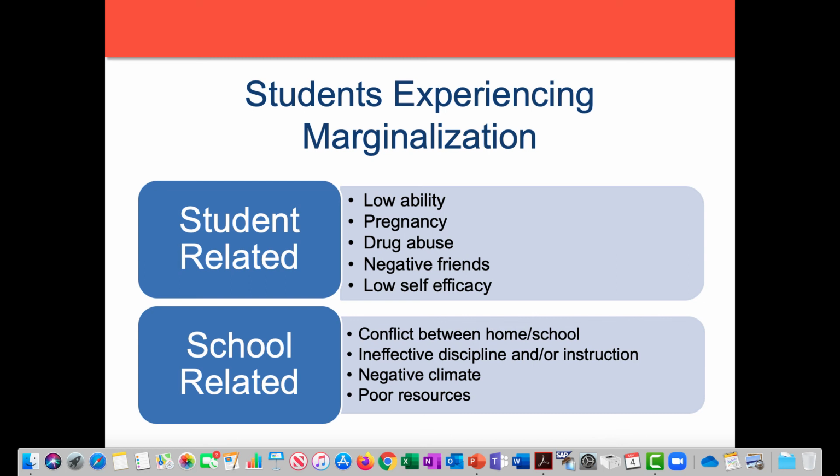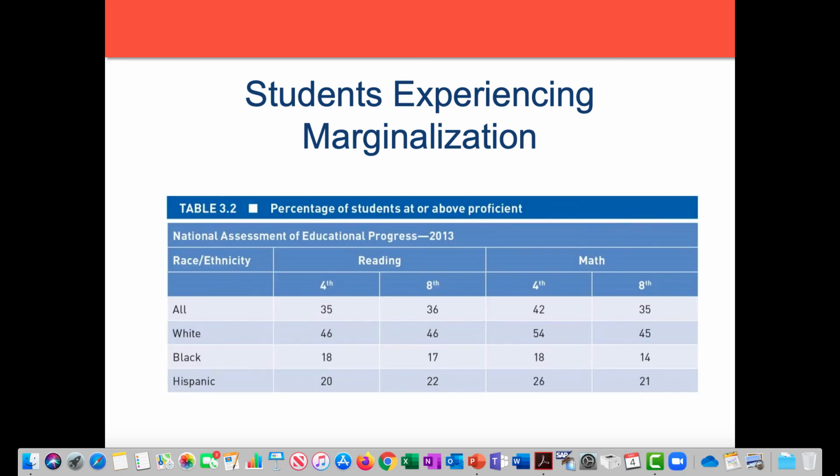So student-related, in terms of outcomes, sometimes we see general low abilities, early pregnancy, substance abuse, negative relationships, and low self-esteem, self-efficacy. And school-related, sometimes there is conflict between the home and the school. There's ineffective discipline both in the home and the school, negative climates, and poor resources. And this is from your text as well, Table 3.2. And this is looking at particular ethnic groups and their reading and math progress from a certain year.